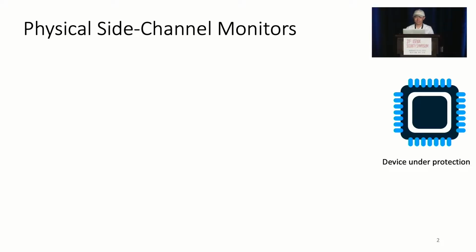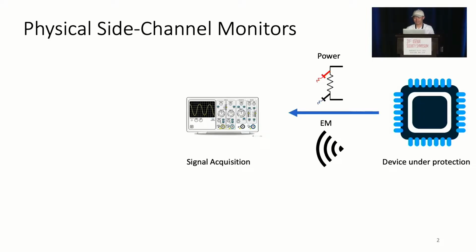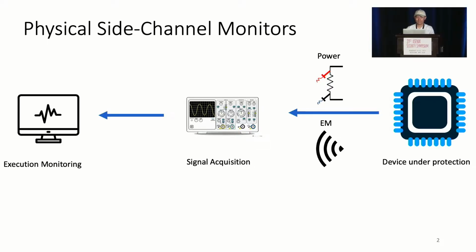So what are physical side channel monitors? Let's assume that there is a microcontroller under protection. Physical side channels can be acquired from the device. It can be either a power side channel or an EM side channel. And the collected signals will be used to track the program executions in the microcontroller.